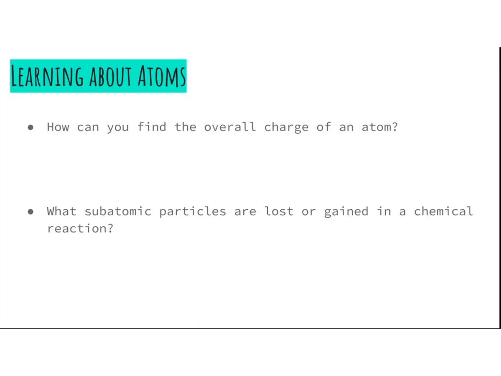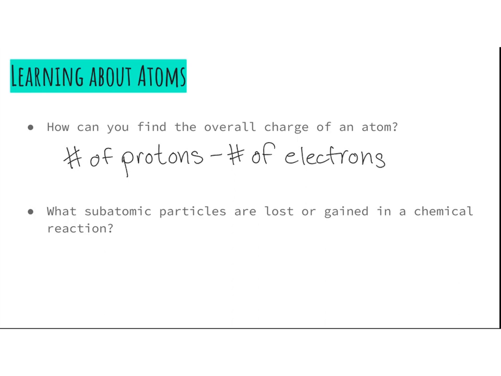What about the charge that we saw in that build-an-atom simulation? How can we find the overall charge of an atom? If an atom is neutral, that means that it has the same number of protons and electrons. Any difference in charge is going to be based on a difference of protons and electrons. So an easy way to find this is you can simply take the number of protons minus the number of electrons, and that will give you the charge.